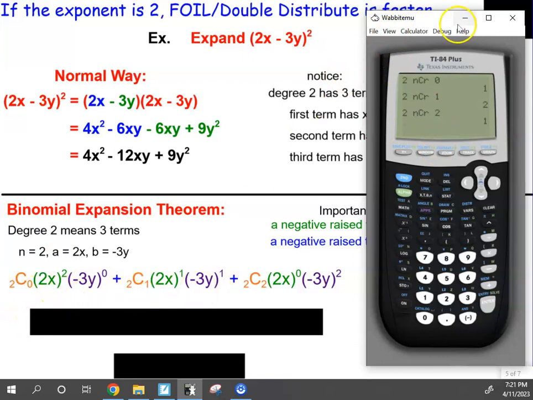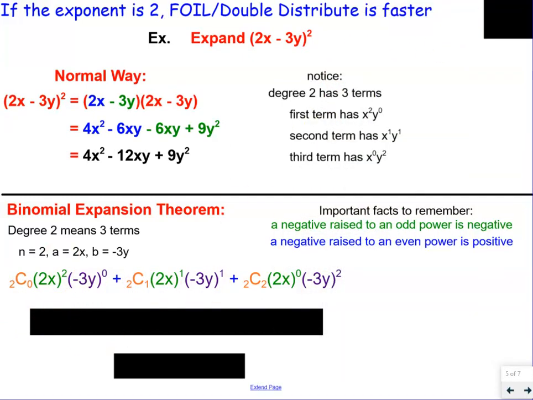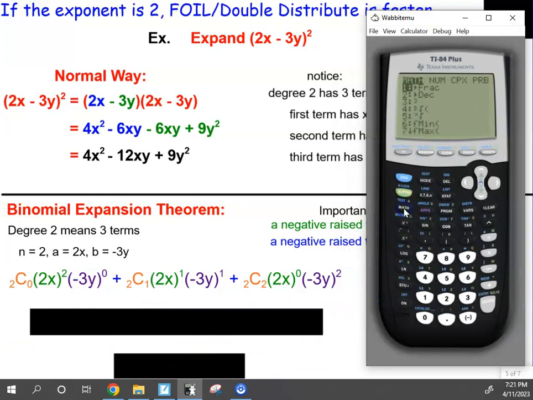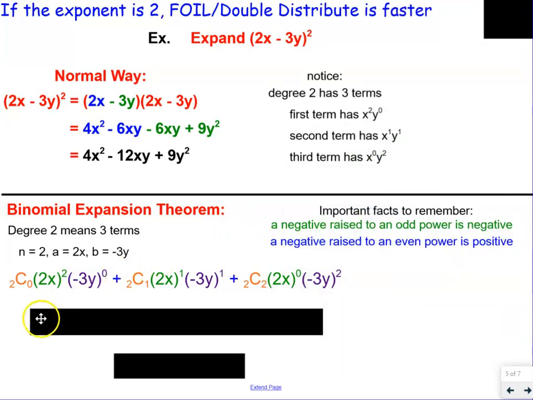All right, then I need to, and I should show you the buttons. You press math, go right to probability, and then pick number 3. And you'll put the number on the left and then whatever number right. So for example, 2 choose 2, again, is 1.